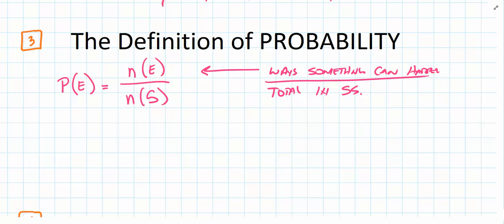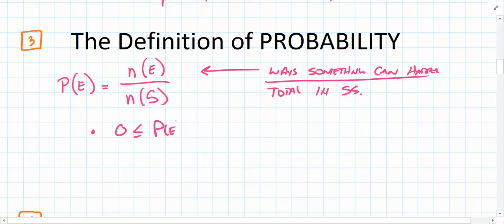A couple of key things here. 0 has to be less than or equal to the probability of whatever your event is, less than or equal to 1. That means your probability is a decimal, also known as a fraction, between 0 and 1. If the probability of your event is actually equal to 0, what do you think that implies, you guys? That implies it's not going to happen.